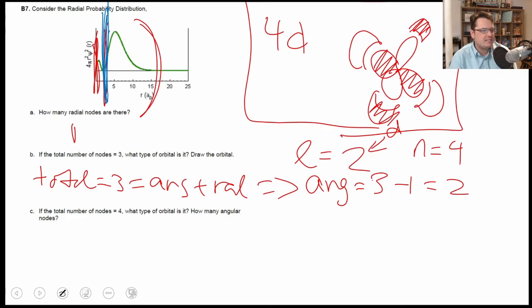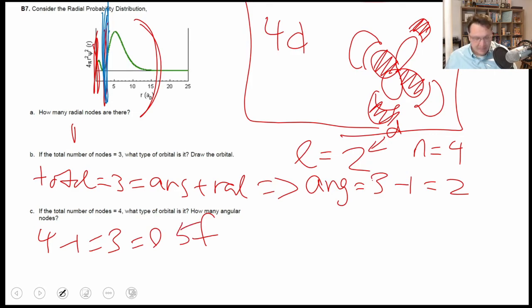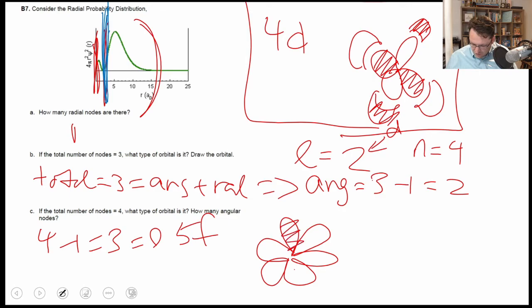For part C, it says if the total number of nodes is equal to 4, what type of orbital is it? In this case, 4 minus 1 gives us 3, which is going to be our l value. That tells us we're looking at an f orbital, so it's going to have to be a 5f. Then again, you would simply draw the f orbitals. There's the one that looks like this right here, where you have the shading.